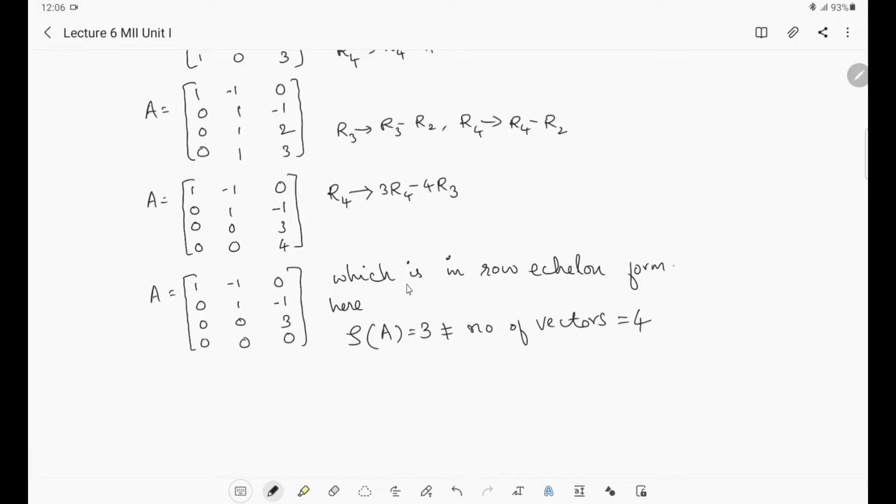Given number of vectors are 4: v1, v2, v3, v4. But the rank we are getting to be 3. Therefore, if the rank of the matrix is less than the number of vectors, what can we say? Therefore, v1, v2, v3 and v4, these vectors are linearly dependent. This is the first part of the question.